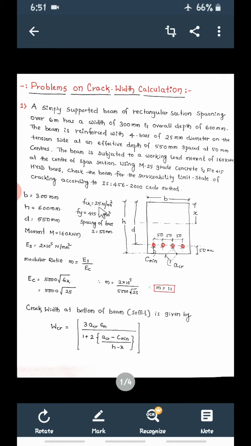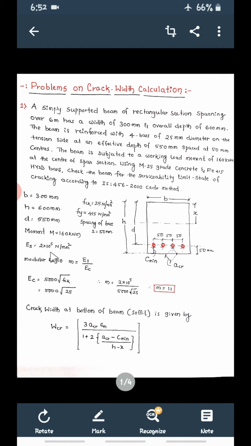Then the grade of concrete is 25 now. So fck is 25 Newton per mm square, M25 grade, and fy is 415 grade of steel. Then spacing of bars. Now see, these 4 bars are placed at a horizontal spacing of 50 mm. So from this center of bar to this center of bar is 50 mm. From this to this, and from this bar to this bar, spacing will be 50 mm. This is small s.